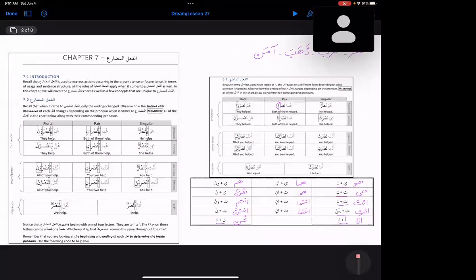Huma tasma'ani. Hunna yasma'na. Very good. Anta tasma'u. Antum tasma'ani. Antum tasma'una. Anti tasma'ina. Antuma tasma'ani. Antunna tasma'na. Same like hunna, right? We said yasma'na over there, so that would be tasma'na.